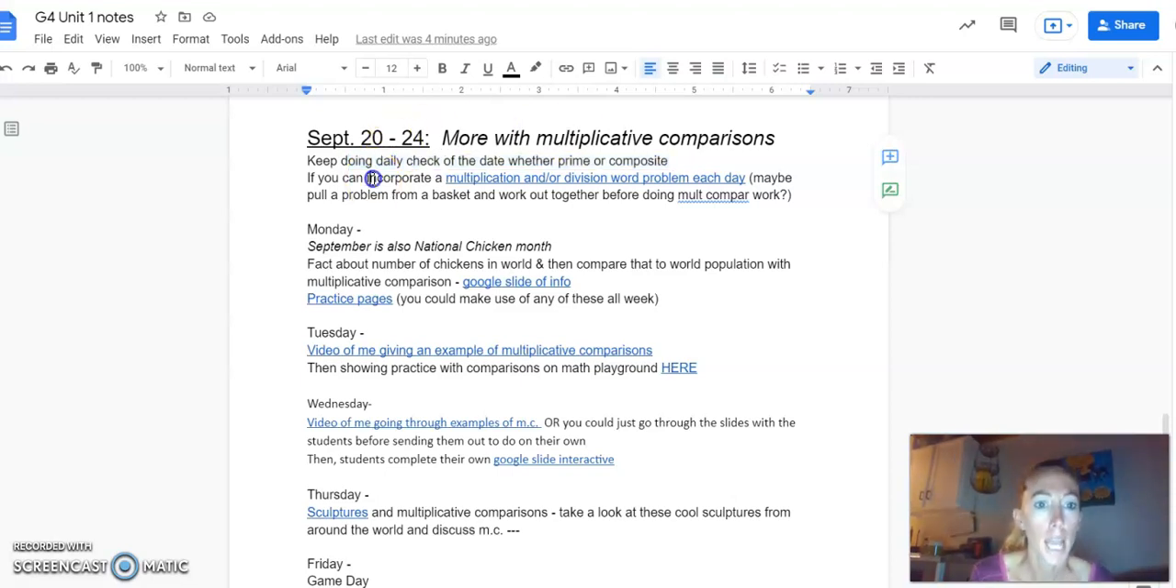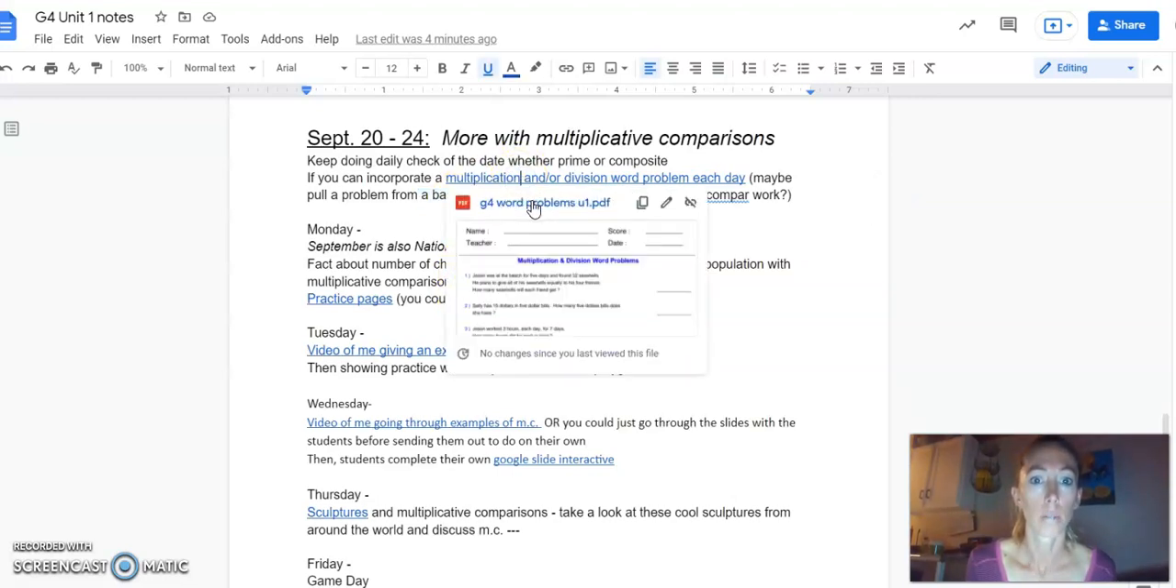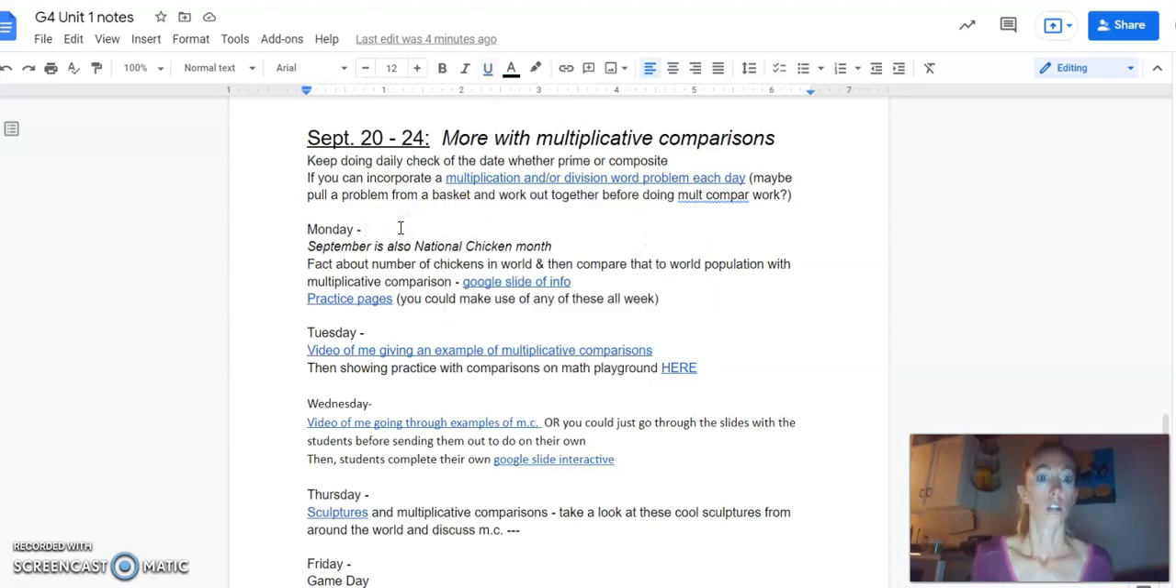If you can, I also suggested incorporating one multiplication or division word problem each day. You could pull a problem from a basket and work together before doing the multiplicative comparison work. Here are some word problems that you could just print off, cut apart, put in a basket, and then we pull from it each day. So there's a mix of multiplication, division, simple basic facts. Okay, Monday.